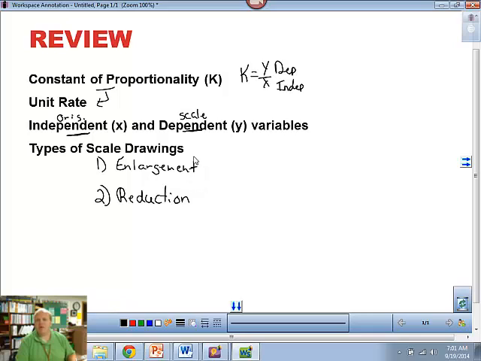Okay, it's important to remember that with scale drawings we're looking at proportionality. If they're not proportional, it's not going to look right. It's not going to look professional. It's going to look sloppy. Alright? Let's look at the first problem, but before the first problem, I'm going to show you some other things to look at.